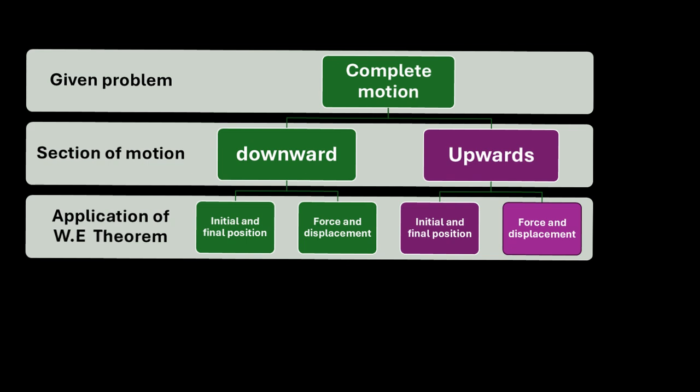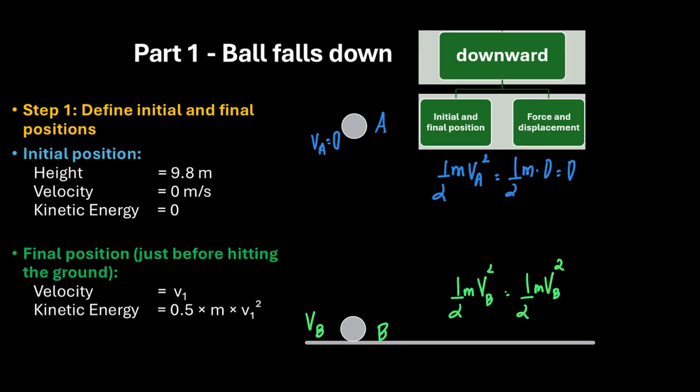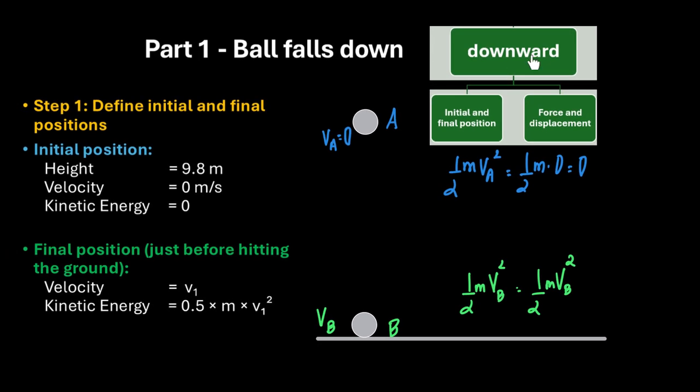To apply this in this chapter or this question, we analyze the complete motion into two parts: downward motion and upward motion. In the downward motion, we'll first understand what the initial and final positions are, and then find the force and displacement based on this. In the upward motion, we'll have initial and final positions, calculate the displacement, and that times the force will give you the work done. Okay, so part 1, downward motion. You have to find the initial and final position, corresponding displacement, and then force.